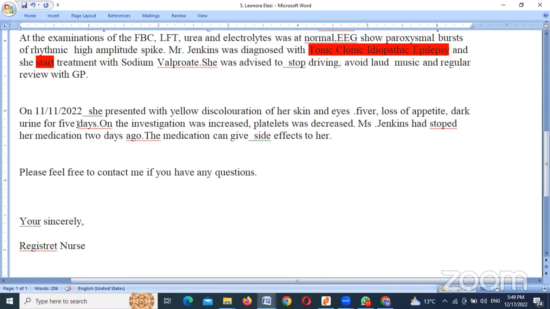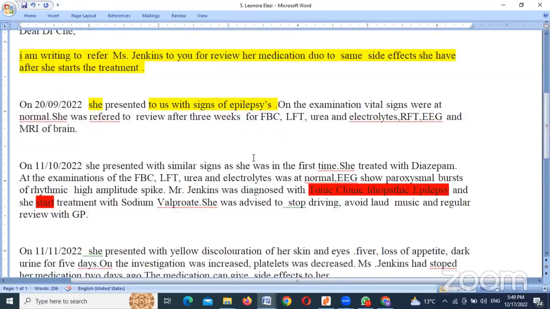Okay. Investigation was increased. On the investigation was increased, tests were decreased. Stop medication. Okay, so overall we need a lot of improvement.